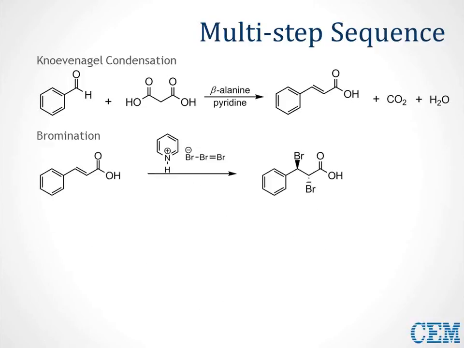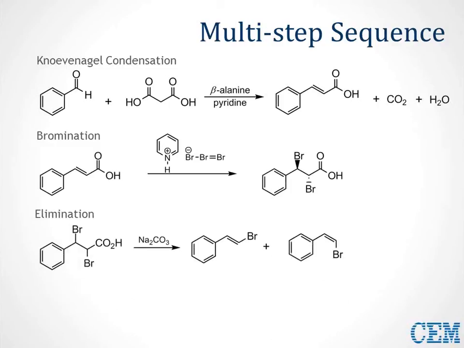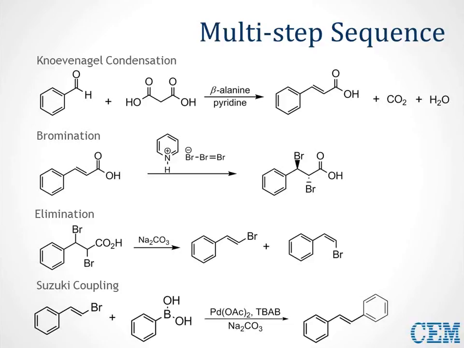So with the trans-cinnamic acid, they can then perform a bromination reaction with pyridinium tribromide. And from there, they can then do an elimination reaction. And again, this will give them the bromostyrene product, and they can choose the particular solvent in this case to generate the E or the Z product depending on the solvent conditions selected. And then from there, a Suzuki coupling reaction with phenylboronic acid gives the stilbene.